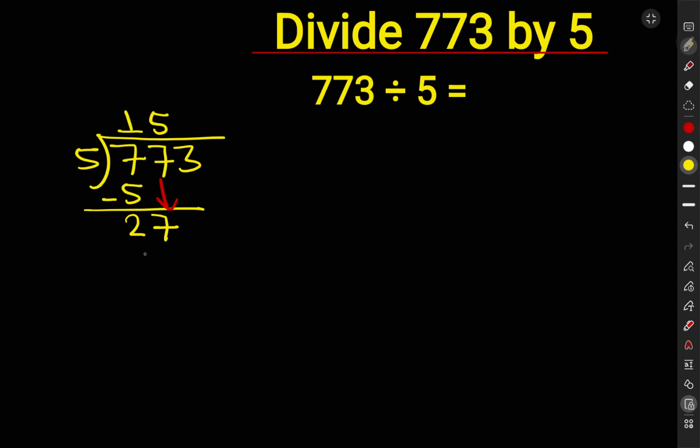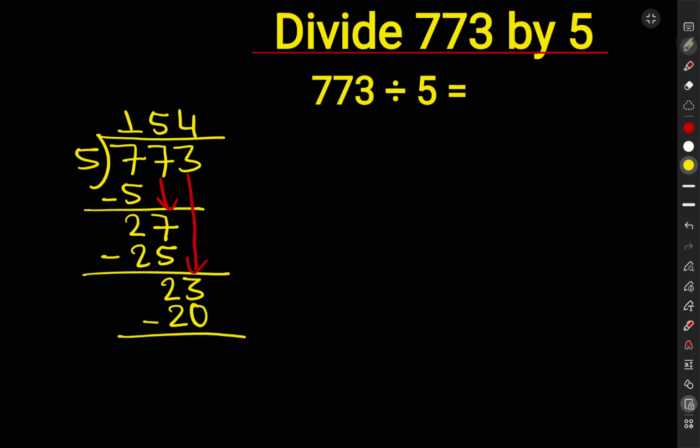5 times 5 is 25. On subtracting we get 2. So again we put down this 3 and it is 23. 5 times 4 is 20. On subtracting we get 3.